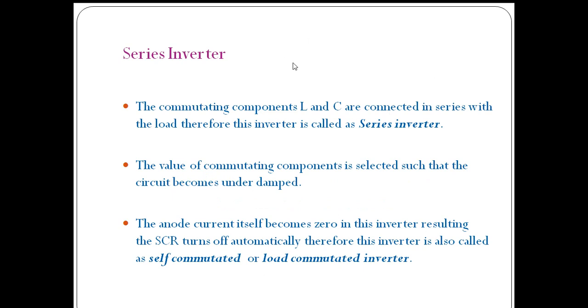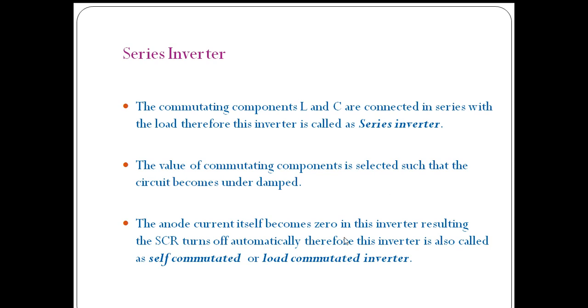In series inverter, the commutating components L and C are connected in series with the load. That's why it is called a series inverter. In the circuit diagram, we are going to see the commutating components L and C connected in series with the load. The values of L and C are chosen such that the RLC circuit forms an underdamped circuit. Underdamped circuit means the damping ratio delta is in between 0 and 1.